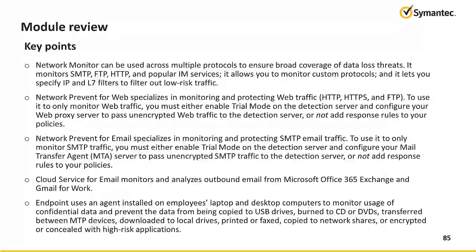Network Monitor monitors SMTP, FTP, HTTP, and popular IM services. It also lets you monitor custom protocols and specify IP and L7 filters to filter out low-risk traffic. Network Prevent for Web monitors web traffic, such as HTTP, HTTPS, and FTP. Network Prevent for Email monitors SMTP email traffic. Cloud Service for Email monitors outbound email from Microsoft Office 365 and Google G Suite Gmail.